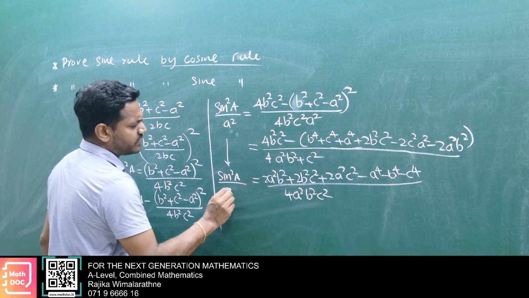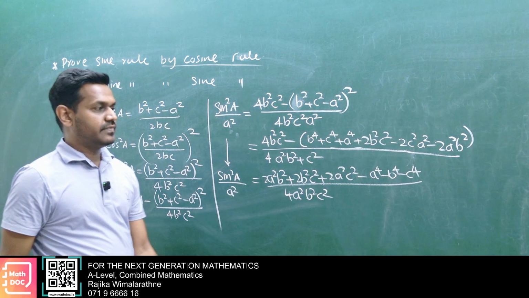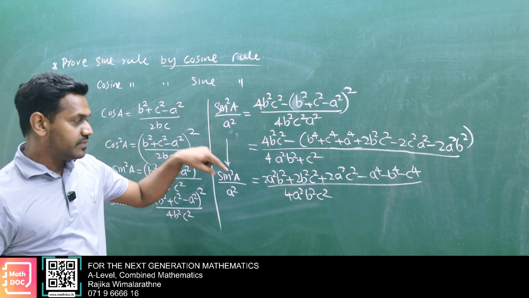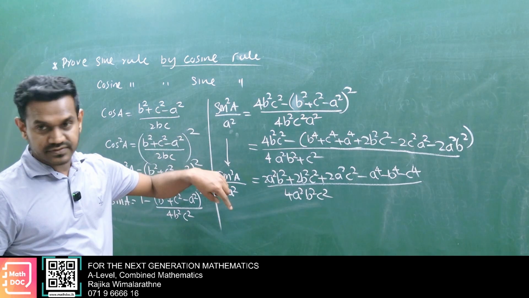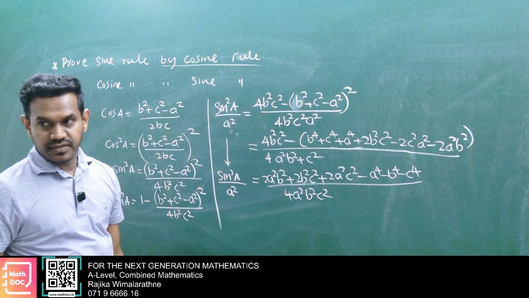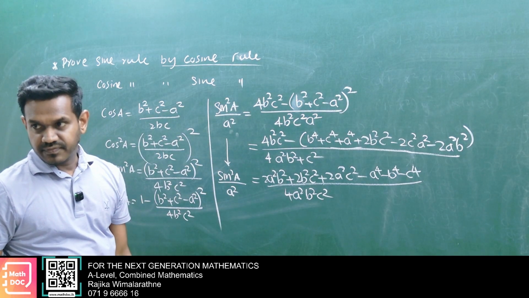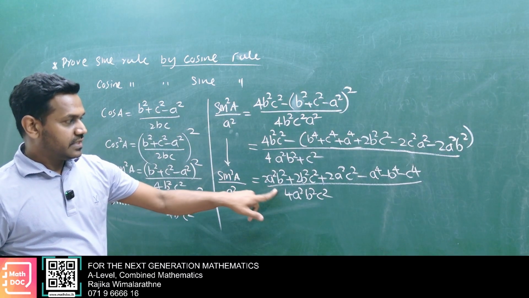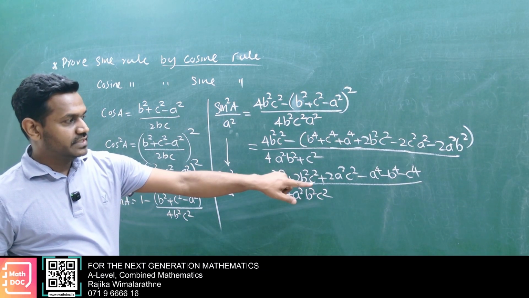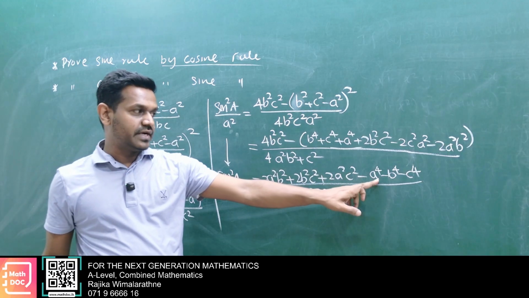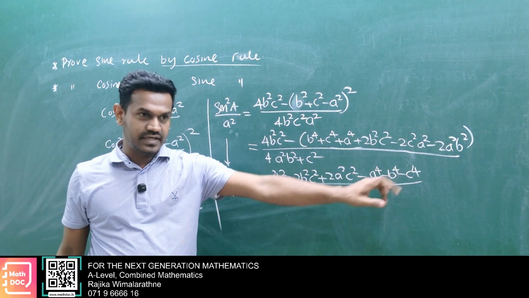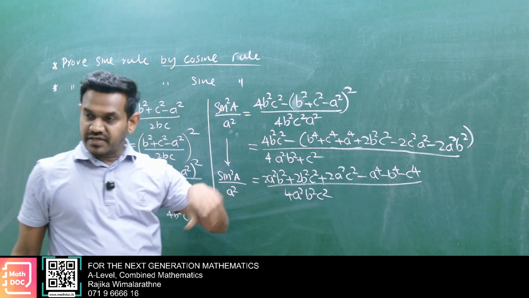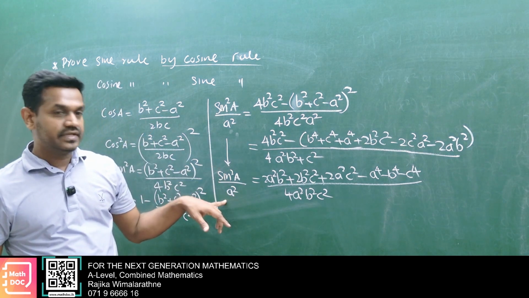So this is a symmetrical type. Similarly, you find sin² B over b² and sin² C over c². You get the same, definitely you get the same. Sin² A over a² is (2a²b² + 2b²c² + 2a²c² − a⁴ − b⁴ − c⁴) over 4a²b²c². Similarly, when you get sin² B over b², you get the same.